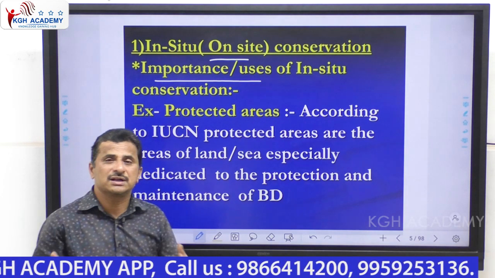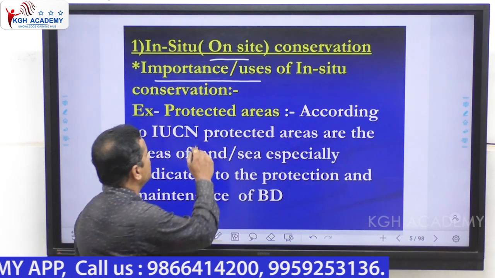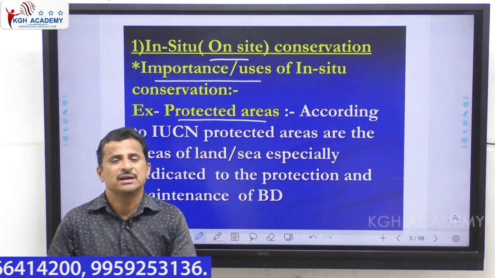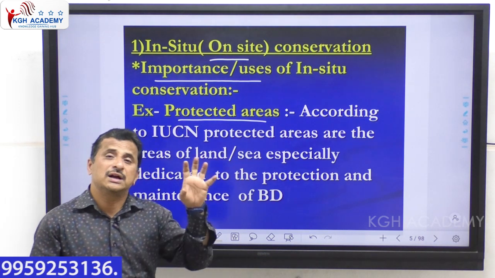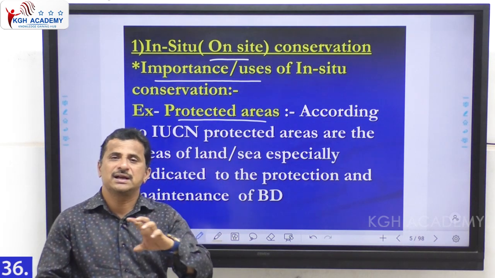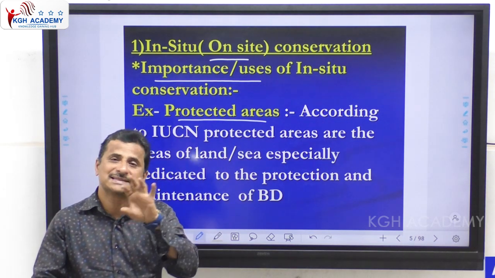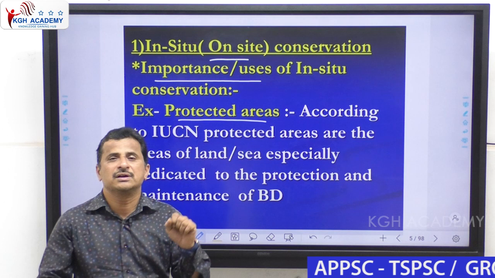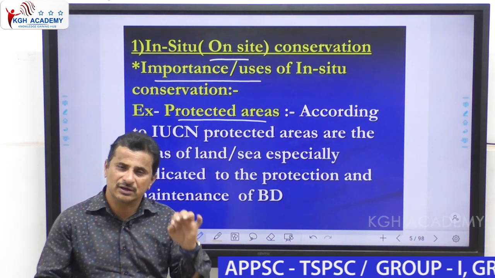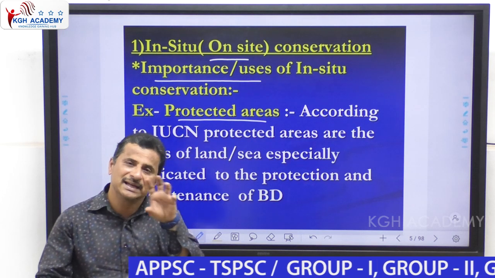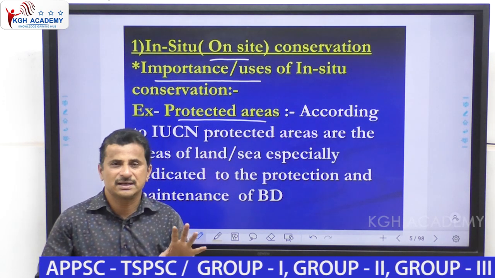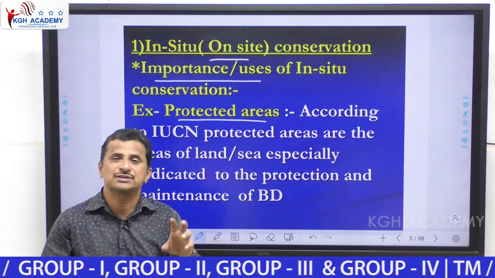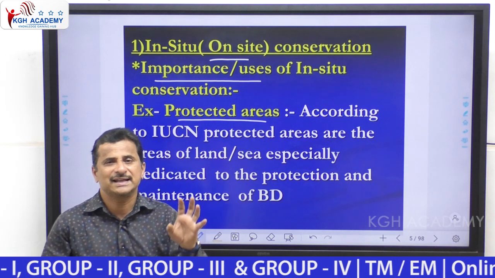In situ conservation is possible by establishing protected areas. Then what are protected areas? Protected areas are areas of land or sea that are reserved for the betterment of wildlife, plants, animals, and organisms. Protected areas are legally established areas of land or sea, and these are helpful for the conservation of organisms, plants, and animal life.